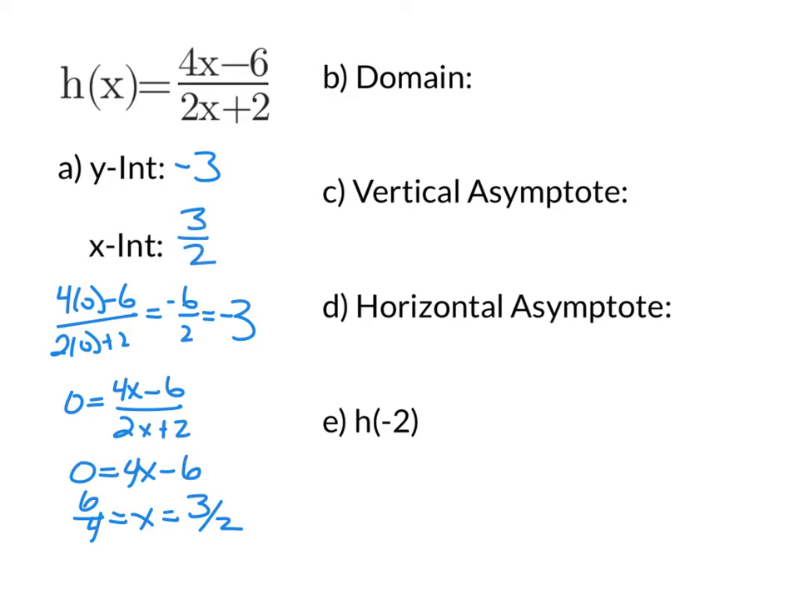Next, we want to identify the domain. The domain is going to be all values such that the denominator, 2x plus 2, does not equal 0. So, 2x does not equal negative 2, and x does not equal negative 1. That's our domain. That's directly related to the vertical asymptote. Since x cannot equal negative 1, the vertical asymptote is going to be the vertical line x equals negative 1.